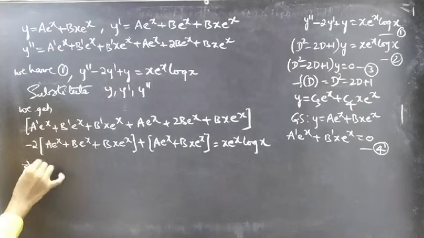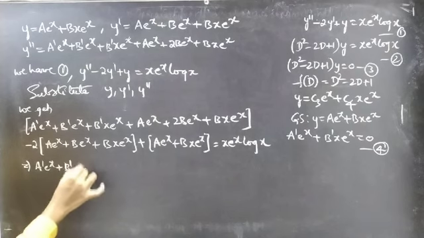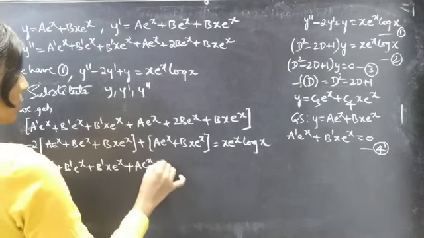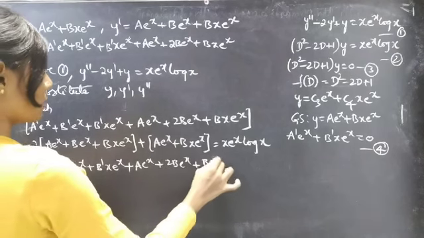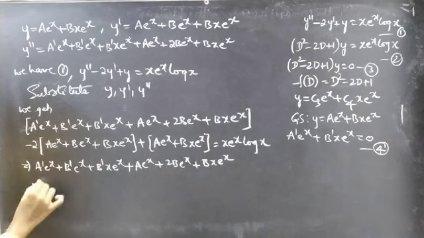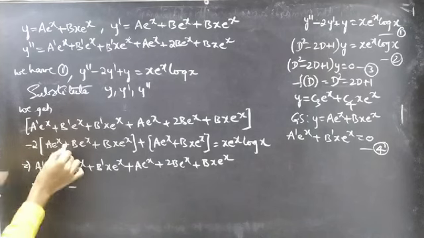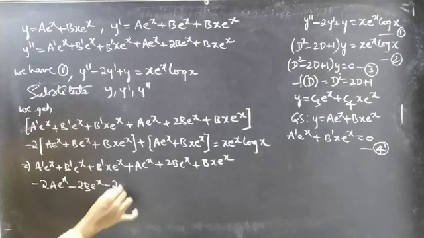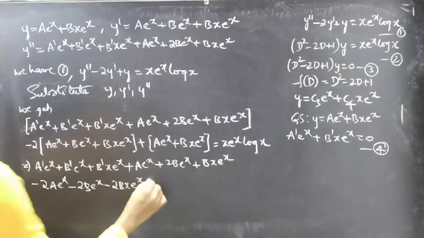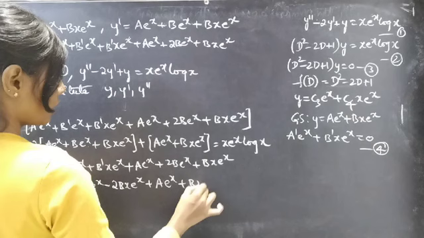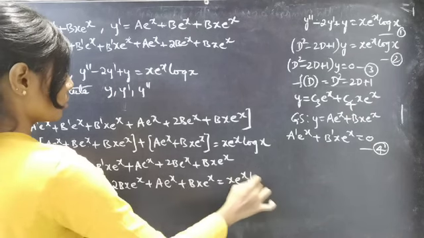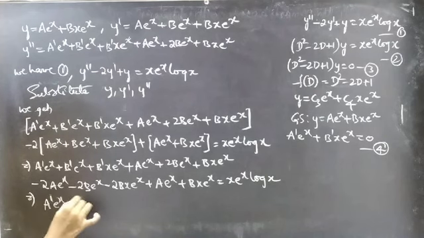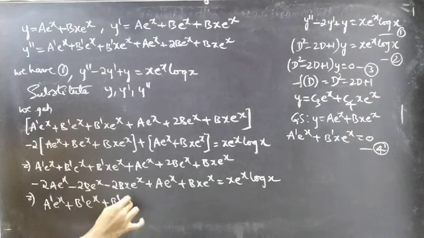log x. This gives us a dash e power x plus b dash e power x plus b dash x e power x plus a e power x plus 2b e power x plus bx e power x minus 2a e power x minus 2b e power x minus 2bx e power x plus a e power x plus bx e power x equals x e power x log x, right? The first three terms remain as they are.